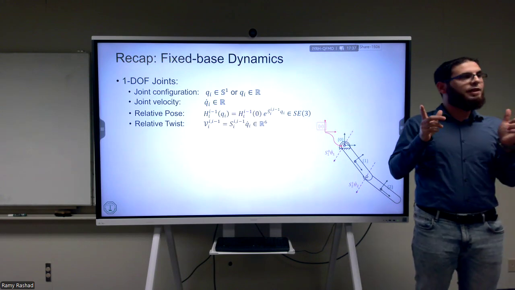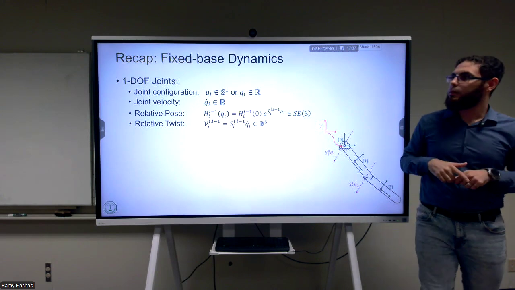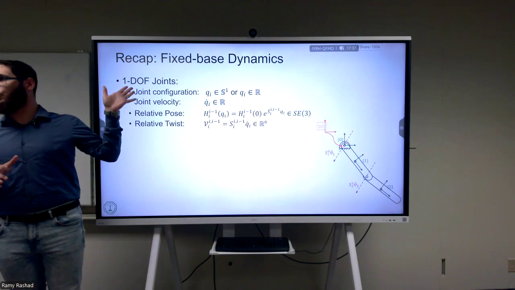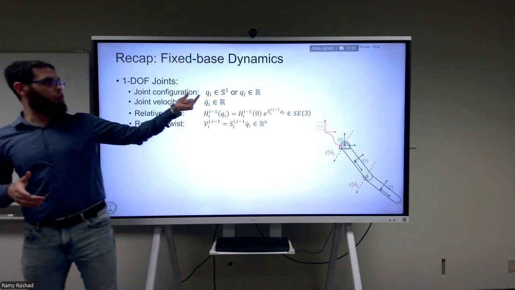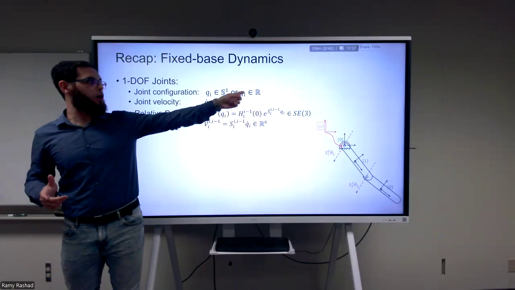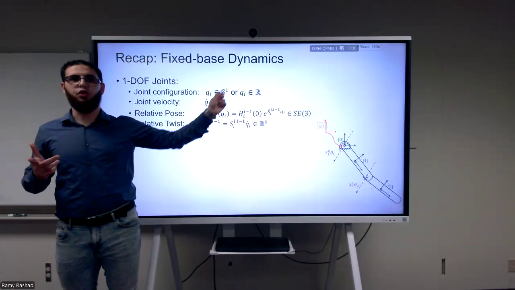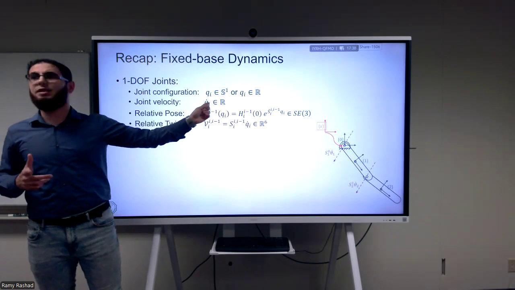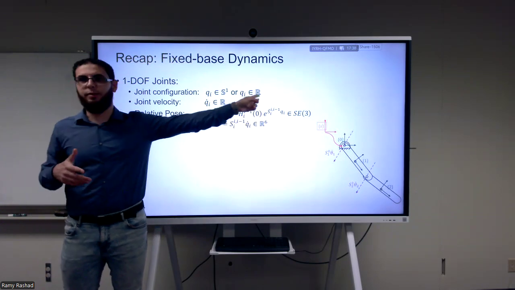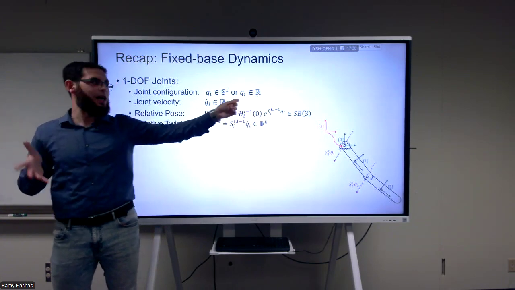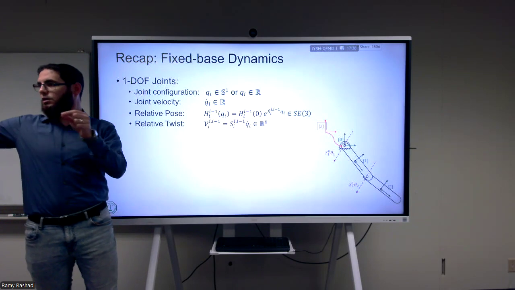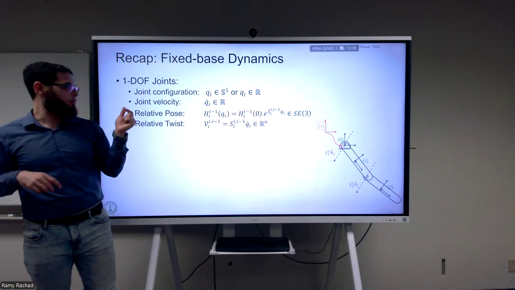Each one of these 1 degree of freedom joints had a joint configuration and a joint velocity. We usually called it theta; we're going to be calling it Q here. So Qi for the ith joint can be in S1 or in R, depending on whether it's a revolute joint or a prismatic joint. Q dot is always in R. The tangent space of S1 is R, and the tangent space of R is R. So the angular velocities or the linear velocities of the prismatic joint are always in R.